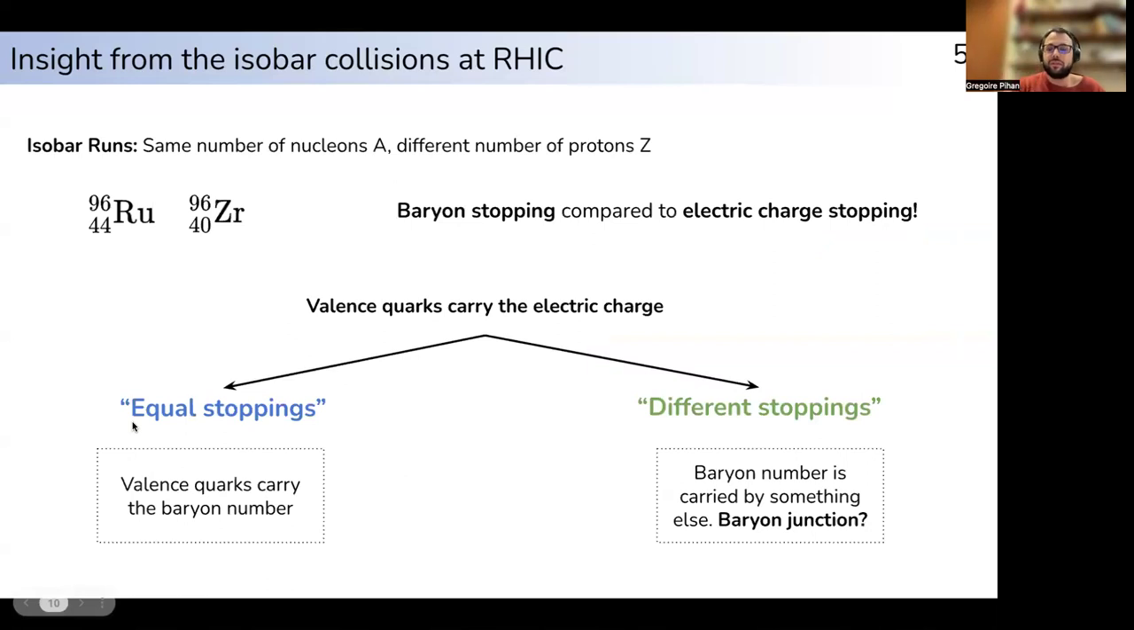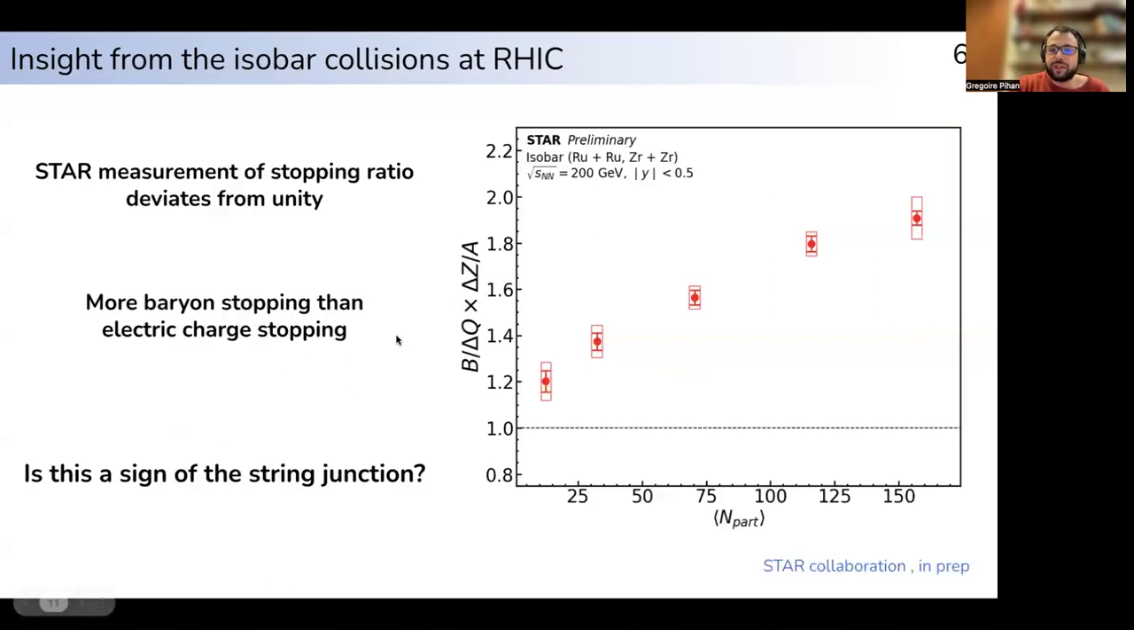I will come back to this ratio in detail after, but still, if it's 1, we are in an equal stopping situation, and if it's different from 1, then we are in a different stopping situation. And if it's bigger than 1, this means that we have excess baryon stopping. And this is what we observe experimentally as a function of N part for all the centralities here.